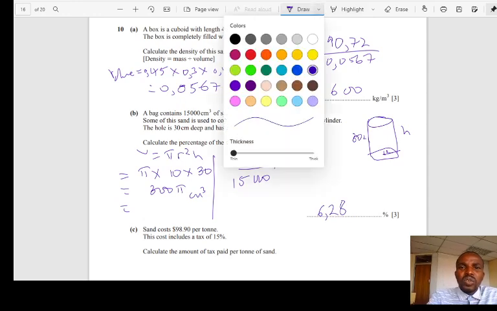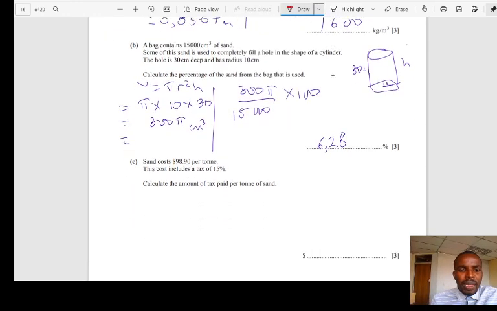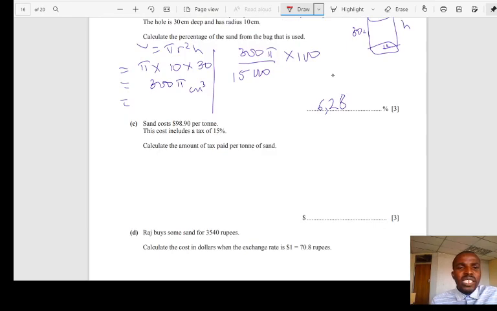6.28% to three significant figures. Right, done. Next, sand costs 98.9 per ton. This includes a tax of 15%. Calculate the amount of tax paid per ton of sand. How much tax was paid? This value already includes 15% tax, right? So calculate the amount of tax paid per ton.